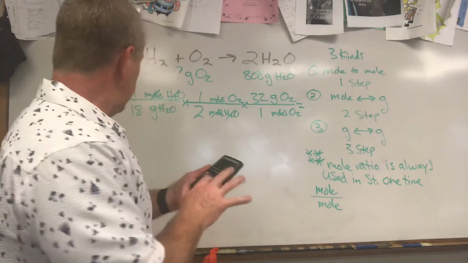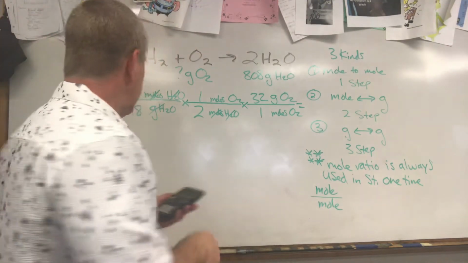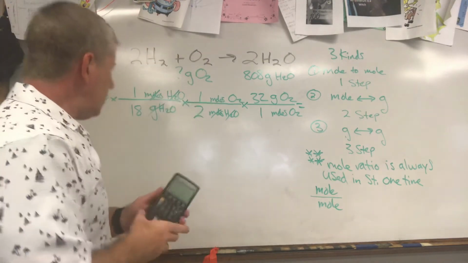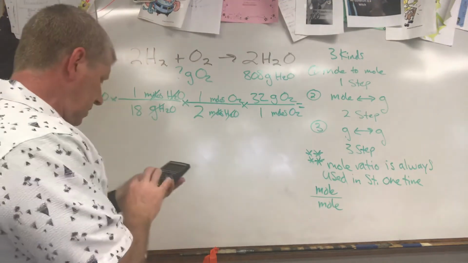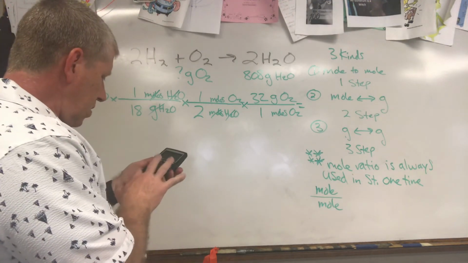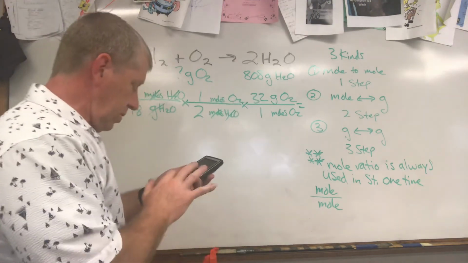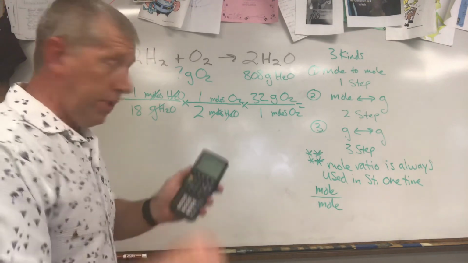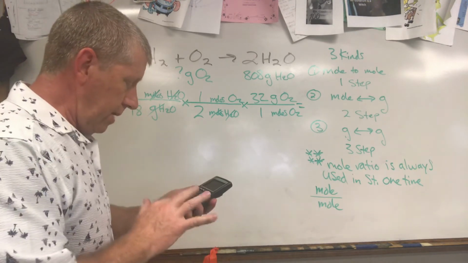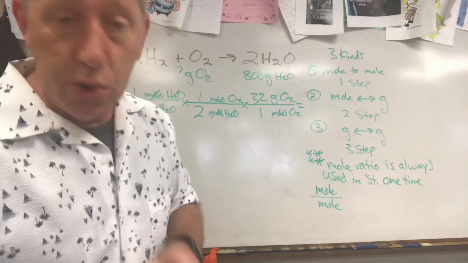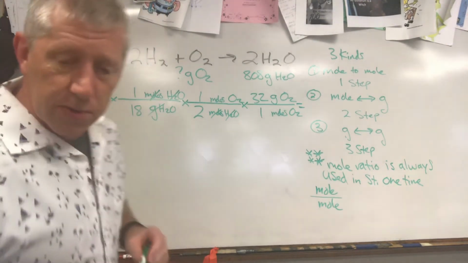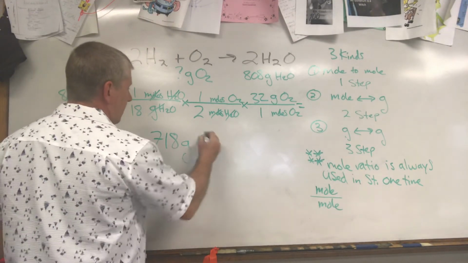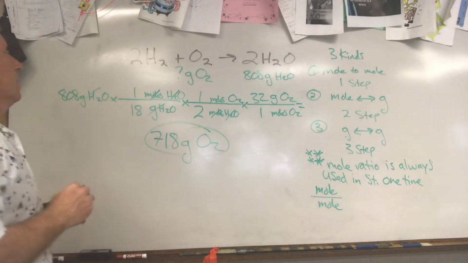Okay, so we're going to have to do this one out. I'm not going to do this in my head. Okay, 808. So anything on top gets multiplied, anything on the bottom gets divided into. And you can do it in multiple ways, it doesn't matter. 808 times 32. I'm going to do the stuff on top first. Divided by 18. I like to hit enter at that point and then hit it again. Divide by 2. And we get 718.2. So 3 sig digs, so that would be 718 grams of oxygen. Boom! All right.